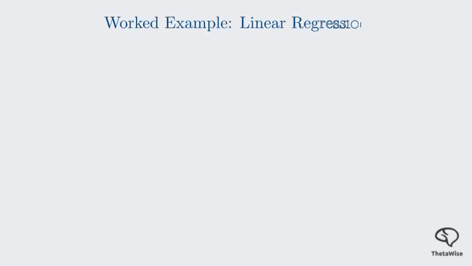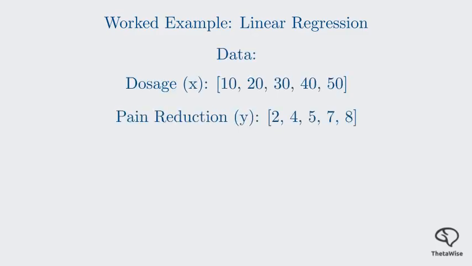Let's work through an example of linear regression. Imagine a study on the relationship between the dosage of a new drug in mg and the reduction in a patient's pain score on a scale of 0 to 10. Here is our data. We have the dosage, which is our independent variable x, and the pain reduction, which is our dependent variable y. Our goal is to find the regression equation, y hat equals a plus b times x.